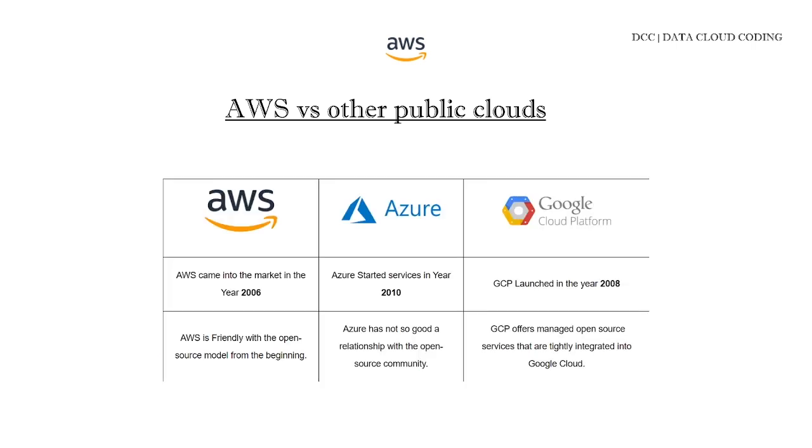And if we look into the history of the public clouds, AWS came into the industry in 2006. Azure launched in 2010, and Google Cloud started in the year 2008. AWS has been friendly with the open source model from the beginning. MS Azure is also quite competitive, but it does not hold that good a relationship with the open source community. And talking about Google Cloud, it offers managed open source services that are tightly integrated into Google Cloud.